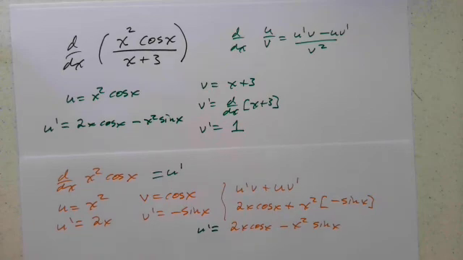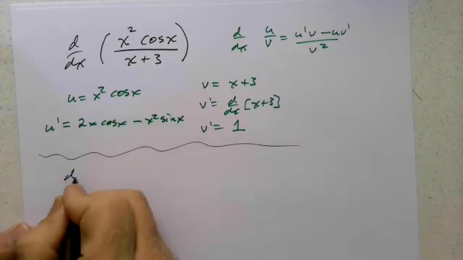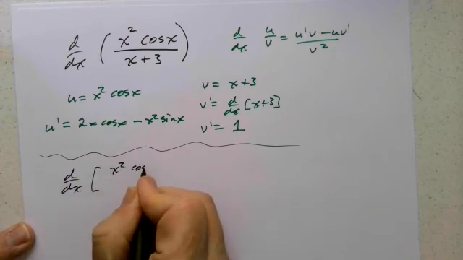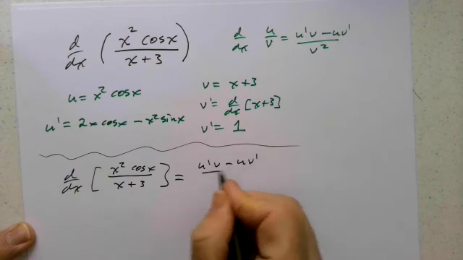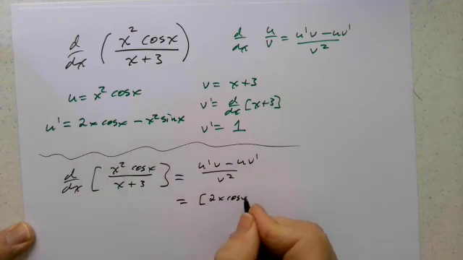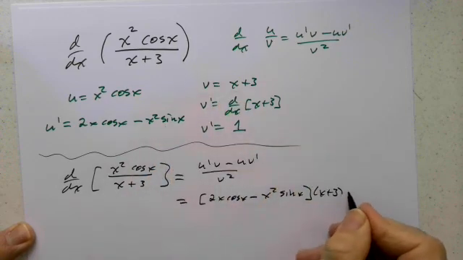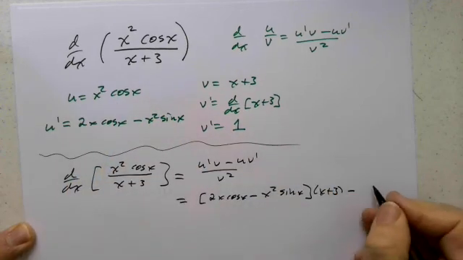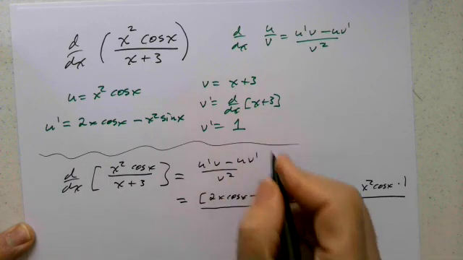Okay, now what? Now we've got to do some work and use our quotient rule. So away from the orange and back to the green. And what are we going to say here? The derivative with respect to x of x squared cos x over x plus 3, again, is going to be u prime v minus uv prime over v squared in green. U prime is 2x cos x minus x squared sine x, times v, x plus 3, minus uv prime, u being x squared cos x, v prime is just 1, all over v squared, all over x plus 3 squared.